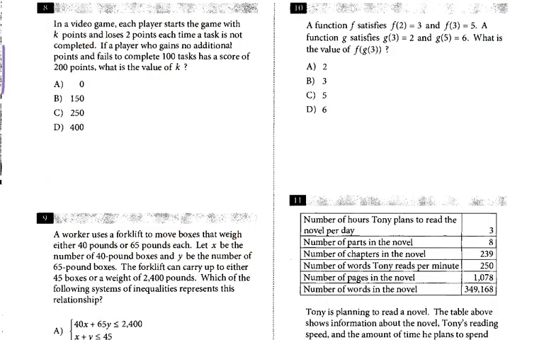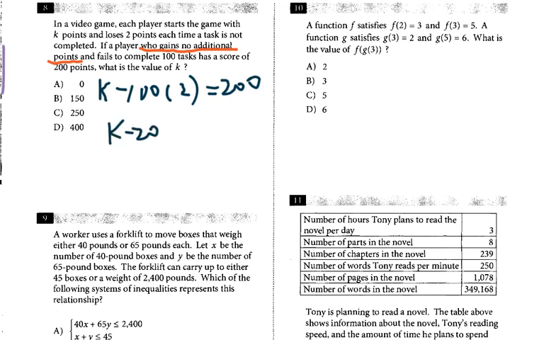And for number 8, it says no additional points to gain, and fails to complete 100 tasks. So basically it's 100 you multiply by 2, subtract, then still I have 200 left. That's how you set it up. So you get k minus 200 equals 200. Then k will be 400.